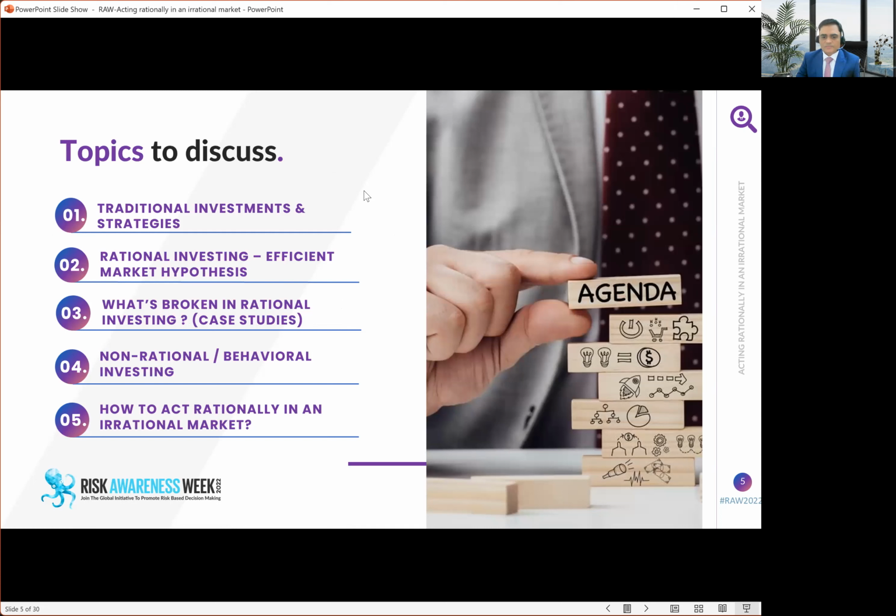Today we'll start with some basics, and we will briefly look into traditional investments and traditional investment strategies. We will then move to details of rational investing, and we'll discuss the efficient market hypothesis. After that, we will discuss some pitfalls of traditional and rational investing and the efficient market hypothesis. I will present a case study to understand it in detail. The tools presented in the case study will also help you to evaluate your investment decisions. Then we will quickly touch upon non-rational or behavioral investing and how it is contrary to rational investing.